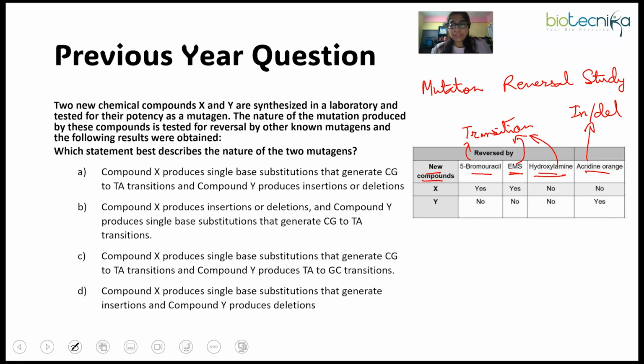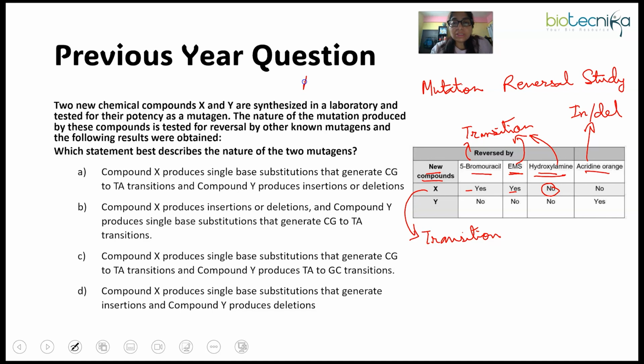Now once you have determined this, how is compound X getting reversed? It is getting reversed by 5-bromouracil and EMS. Both of them cause transition. If the transition is reversing the mutation, it means the original mutation was also a transition, right? So X is causing transition. Now, if you're thinking that if it is causing transition, then why is hydroxylamine not able to reverse it? That is because hydroxylamine cannot do transition in both directions.